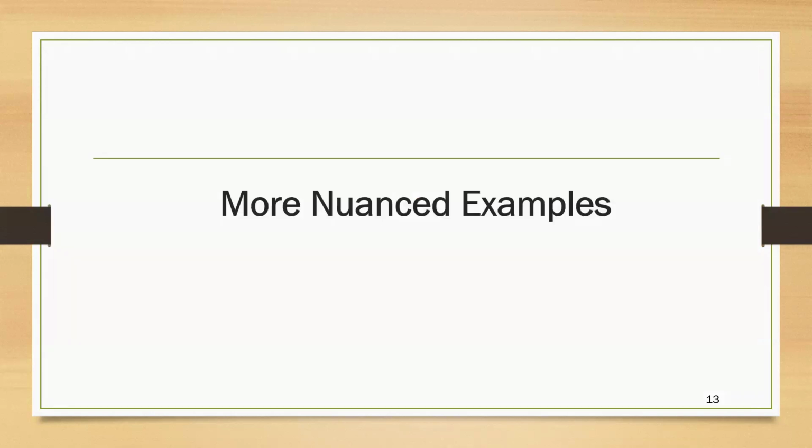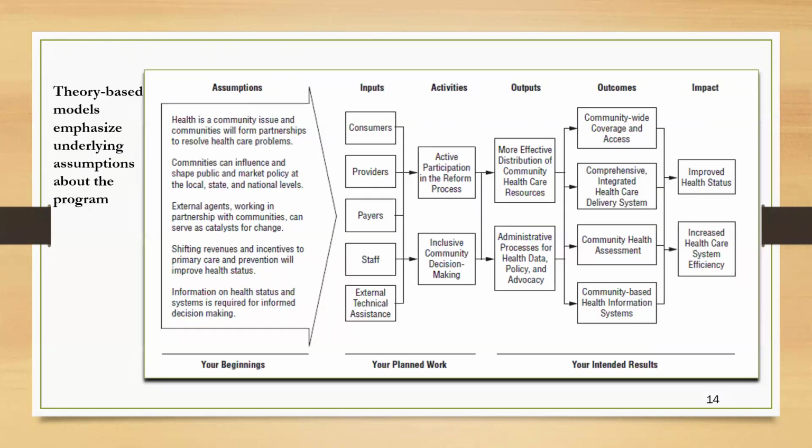And we're going to provide 3 examples. Theory-based models emphasize underlying assumptions about the program, and they tie those assumptions to inputs, activities, outputs, outcomes, and the intended impact, the ultimate impact, your big why of why the program's important. This can be thought of in a more simplified way as your beginnings, your planned work, and your intended results.